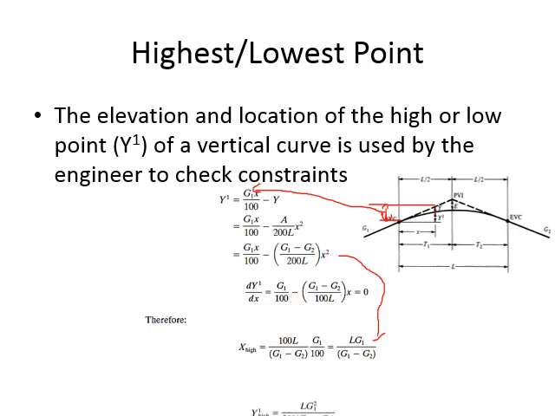Okay, so you will get the equation for y1, which is equal to this. This is after putting the value for x into the equation for y1. So any highest point or lowest point on the curve is at a distance of x from the starting point and at a distance of y1 from the starting point, and for both of them you have the equations here.